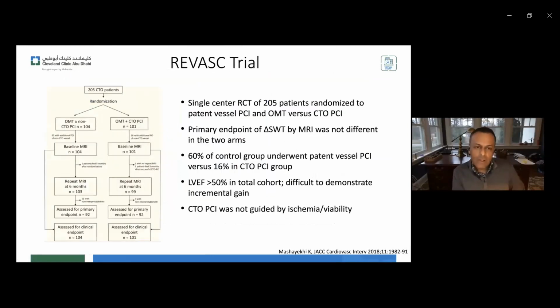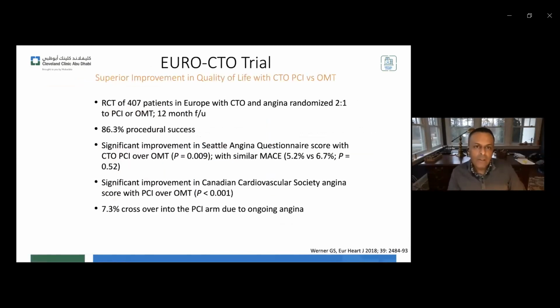In a similar trial called the REVASC trial, patients were randomized to medical therapy versus CTO intervention with MRI assessment of pre and post LV function. The biggest problem with this trial is that the baseline EF in both arms was around 50%, and ischemia and viability were not really assessed, so somewhat of a difficult to understand trial. The EuroCTO randomized clinical trial randomized patients to medical therapy versus CTO intervention and did show improvements in quality of life and angina burden indicators in patients with successful CTO intervention.